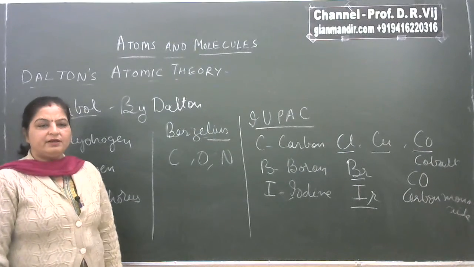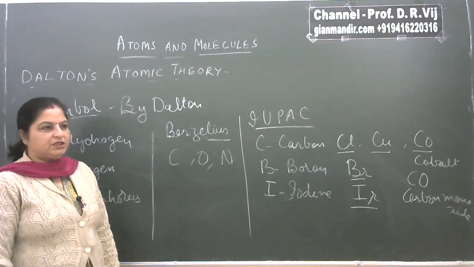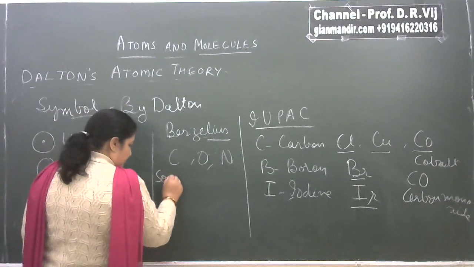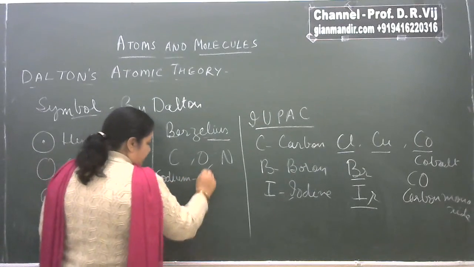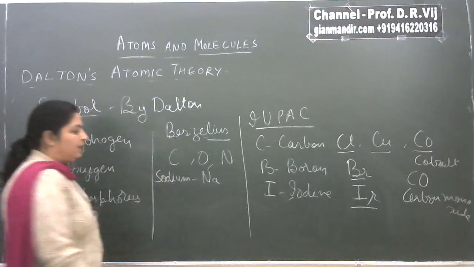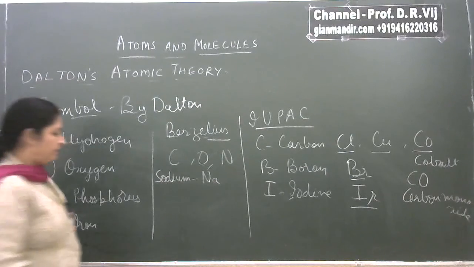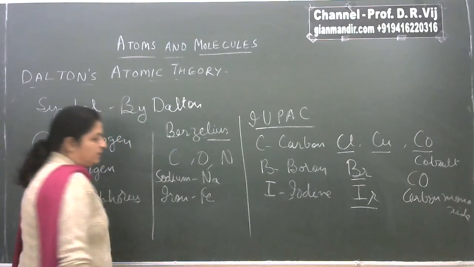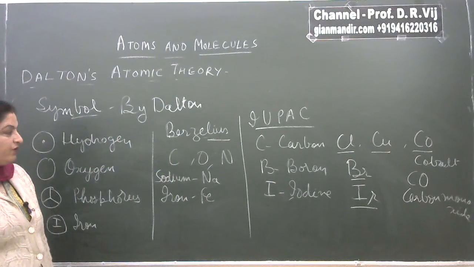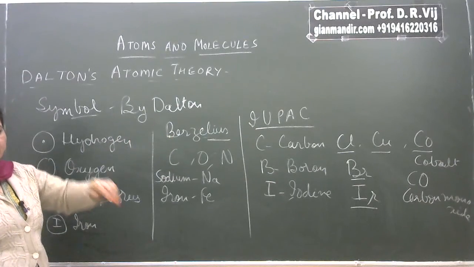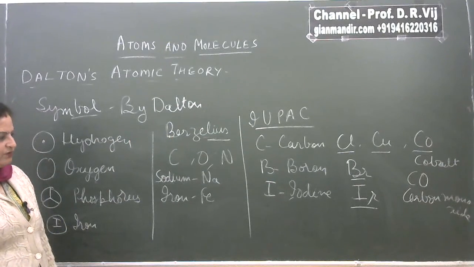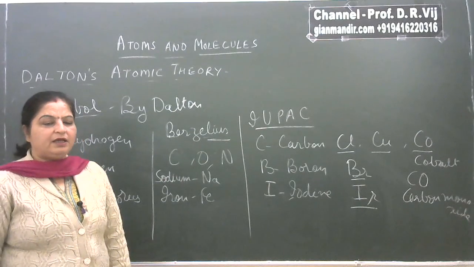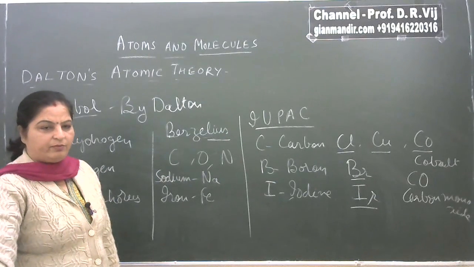And also many times the symbols have been obtained not from the English name but from the Greek or Latin name. For example, sodium is given the symbol Na on the basis of its name, natrium. Iron is given the symbol Fe on the basis of its name, ferrum. Copper has the symbol Cu on the basis of its name, cuprum, and so on, right? So that was an idea about the atoms and their symbols.